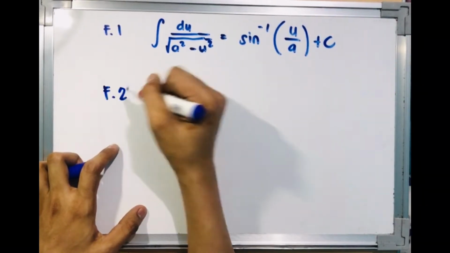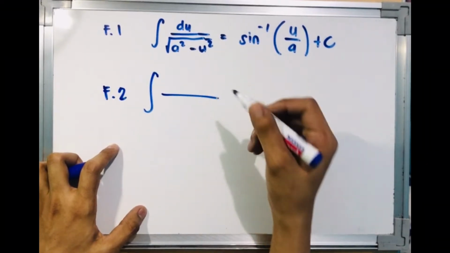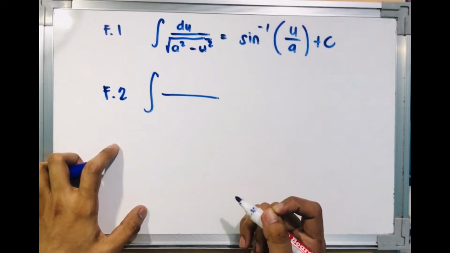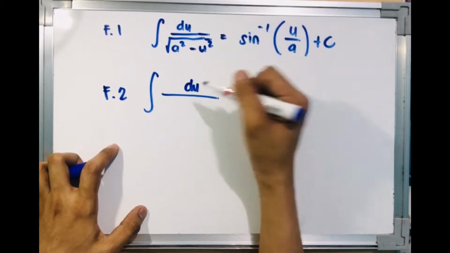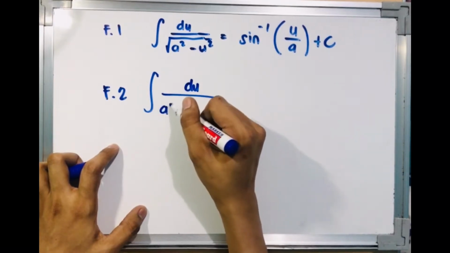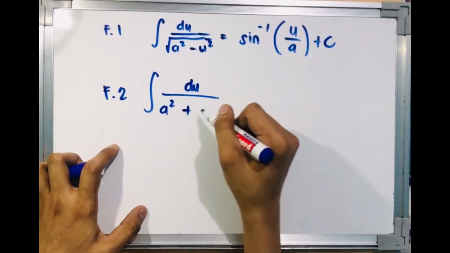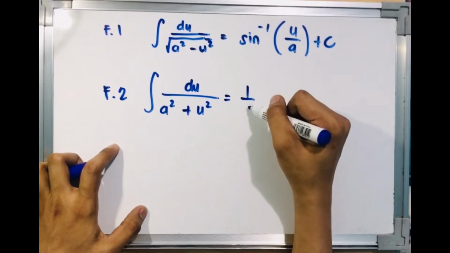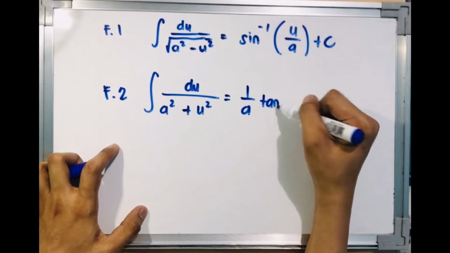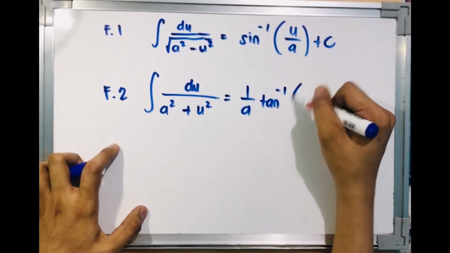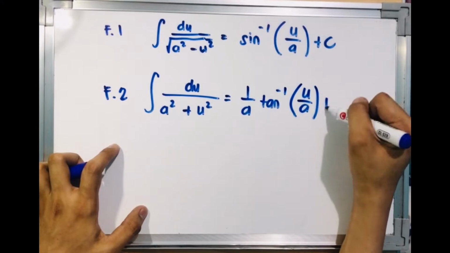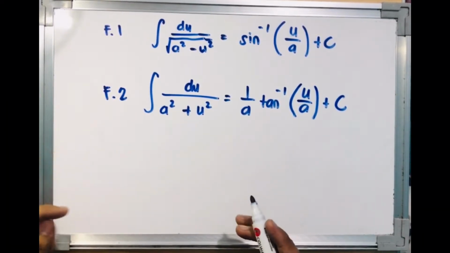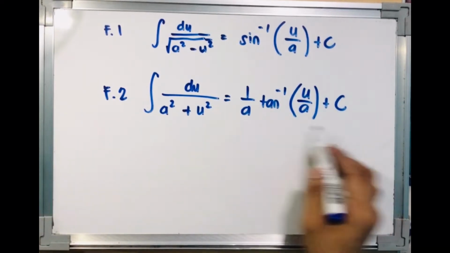Formula number 2, this is the integral of, so tatandaan lang natin yung form, tapos automatic, ganyan na yung magiging outcome niya. Okay? So, formula number 2 is du over a squared plus u squared, okay, is equal to 1 over a tangent to the negative 1 and then u over a plus c. Huwag natin kakalimutan yung mga signs kasi kapag iba yung format, hindi nyo pwede siyang i-automatic na ganito.